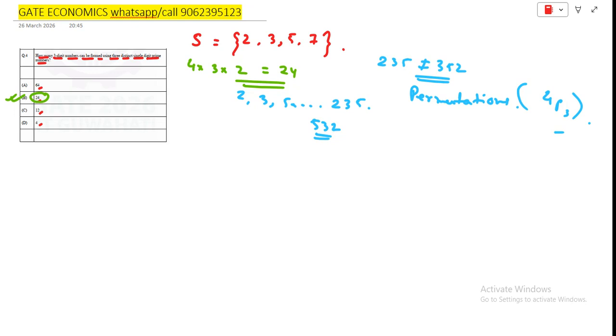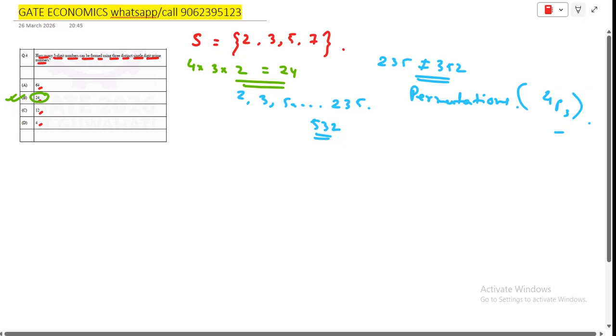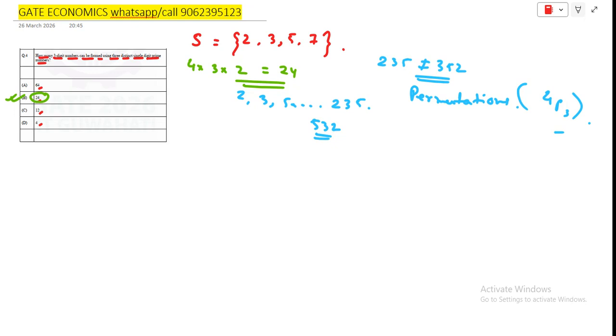Now let's show off a bit. What if the question did not say distinct? If repeats were allowed, like the VIPs suddenly become best friends, the hundreds place would have 4 choices, right? Then the tens would have 4 and the ones would have 4, right? So it will be 4 into 4 into 4, that is 64.